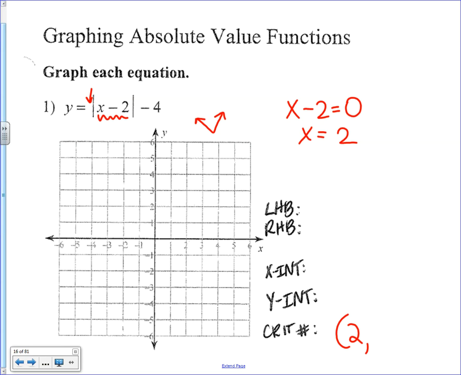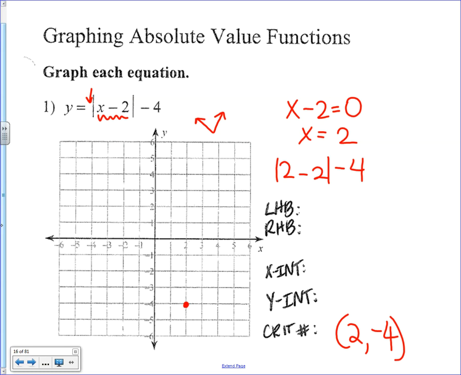Okay, when you plug in that 2, I have 2 minus 2 minus 4. Does everybody see how I plugged that right in for the x? Yes? Now, you have to do what's inside the absolute value first. What is 2 minus 2? What's the absolute value of 0? Still 0. And then what's 0 minus this 4? So that is your critical number, 2, negative 4. That is where the tip of that V will be. Is everybody okay with that?